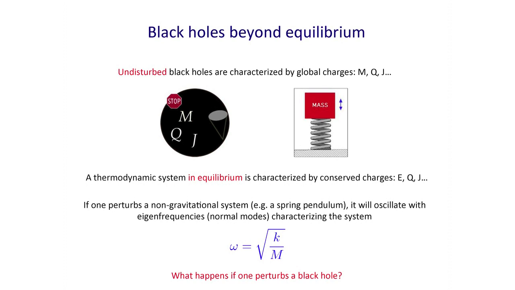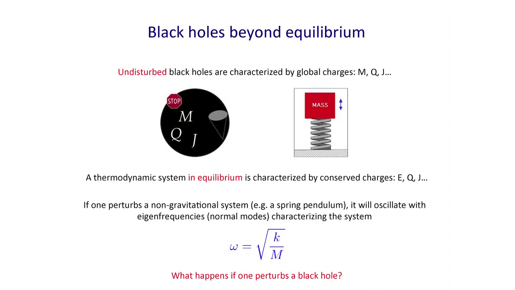Now what happens if one perturbs a non-gravitational system, for example, a spring pendulum like this one? It will oscillate with eigenfrequencies, known as normal modes, right, the usual pendulum. These eigenfrequencies depend on the system itself. For example, for this object here, the eigenfrequency will be simply the square root of the spring constant divided by mass. And of course, in more complicated situations, it will not be just one frequency, it will be the full spectrum of these frequencies, but it can be found. What is crucial is that it depends on the system itself. It does not depend on the force that perturbs the system. It is a characteristic of the system itself.